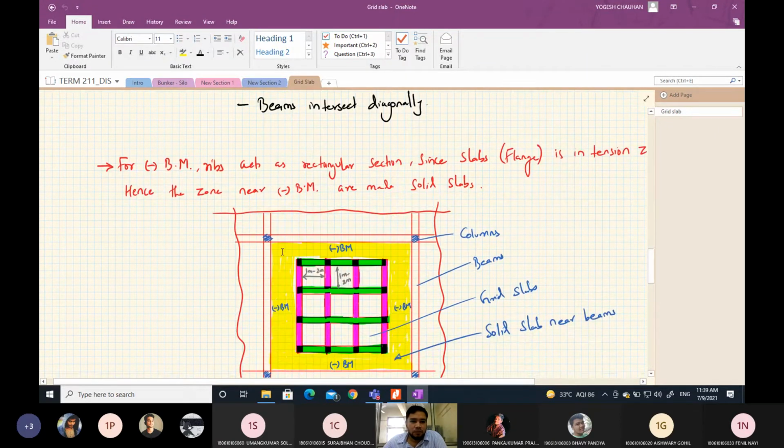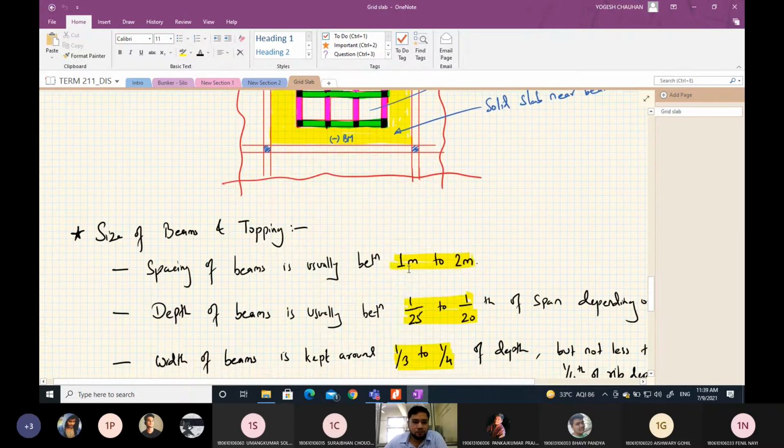Sometimes a portion of this ribbed floor may be provided with a solid slab near the negative bending moments, because for negative bending moment, the ribs act as a rectangular section since the flanges will be in tension. So only the rectangular portion of the T section will be effective. Hence, the zone near negative bending moment is sometimes made a solid slab.